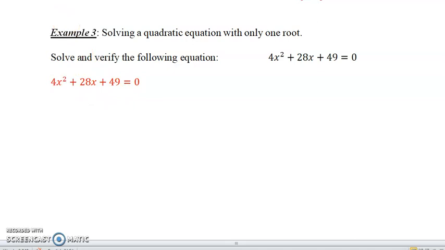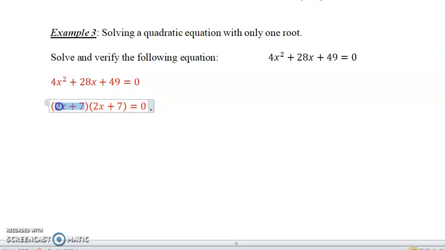And when I factor that, I get a polynomial that looks like this: 2x plus 7, 2x plus 7, equal to 0. All right? And that's why there's only one root, because they're the same, right? So technically, it's called a touch. It comes down and touches the graph at that point.